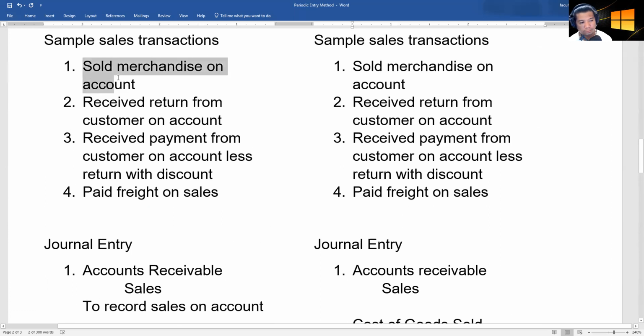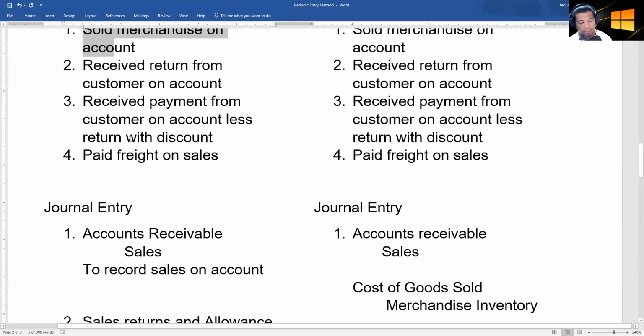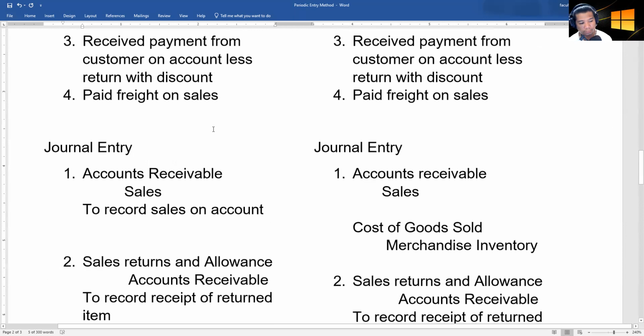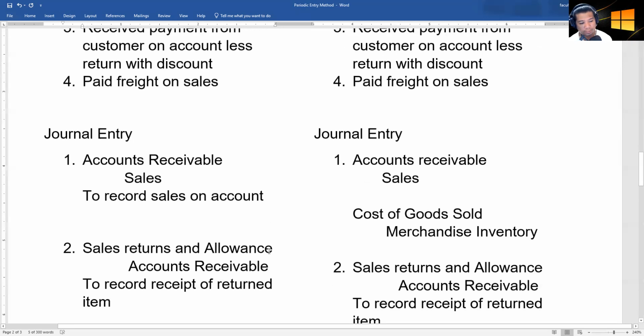When you sold merchandise on account, meaning to say, hindi ka nakatanggap ng pera from the customer, pero yung product nag-out na. So, therefore, income na po siya. But definitely, hindi ka magre-record ng cash dyan because wala ka pa namang nare-receive, di ba? So, account receivable muna and then credit sales. How about number 2? Sabi niya, receive return from customer on account. Ang sabi niya dito, sales returns and allowances and account receivable.